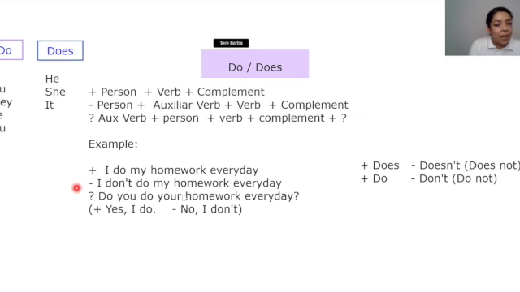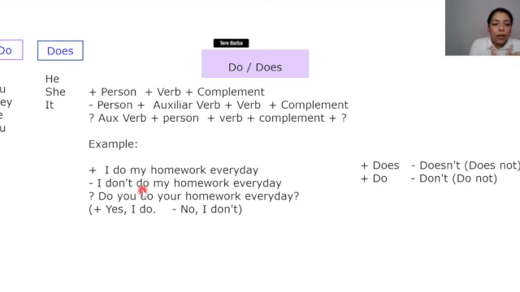So we have these examples. In positive it will be: I do my homework every day. I is the person, do is the verb, and the complement is my homework every day. In negative, we have: I don't do my homework every day. We start with the person, I, then the auxiliary verb, don't, and then the verb again, do, and the complement, my homework. Instead of do, it could be another verb. I don't play tennis. That will be an example. Or I don't jump on the bed.